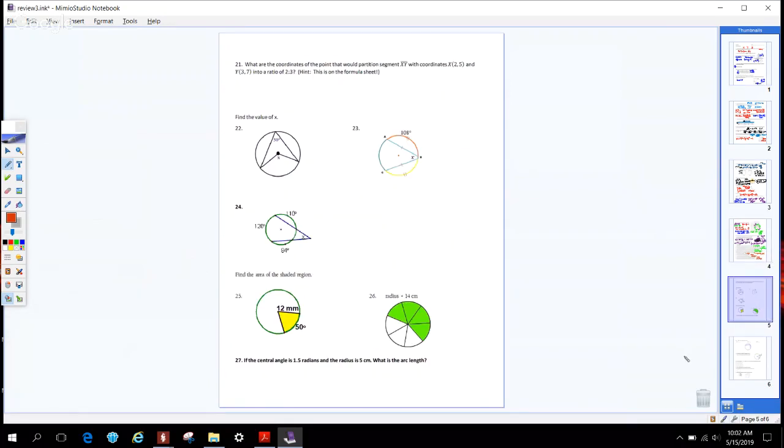What are the coordinates of the point that partitions a segment 2 to 3? That's on the formula sheet. Anytime you see partition, you know you're going to do that. So the formula is, first we figure out the x. So we've got b times x1 plus a times x2 divided by the sum. So we've got 6 plus 6 divided by 5, which is 12 divided by 5, which is 2.4. Nope, 2.1. No, I was right the first time. Sugar shoots, 2.4.